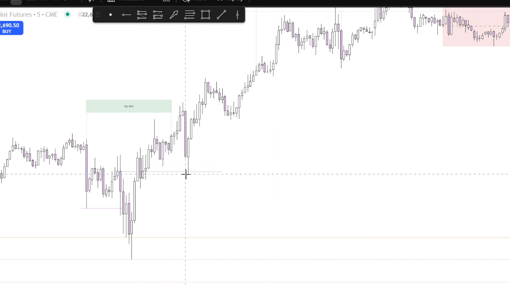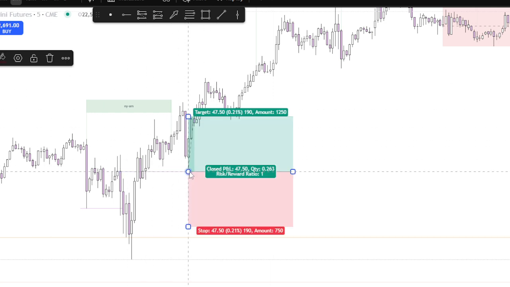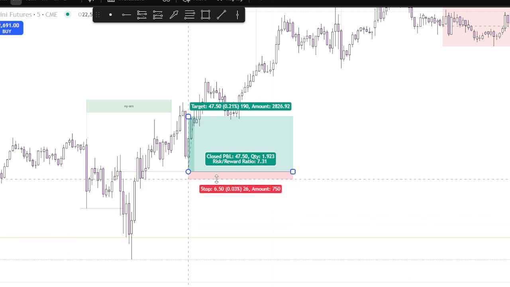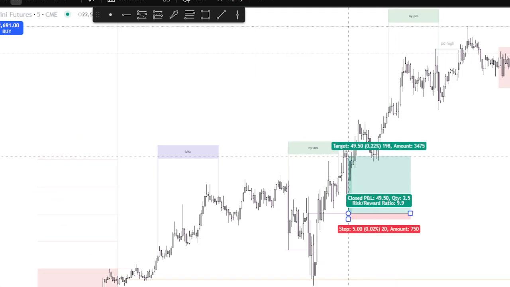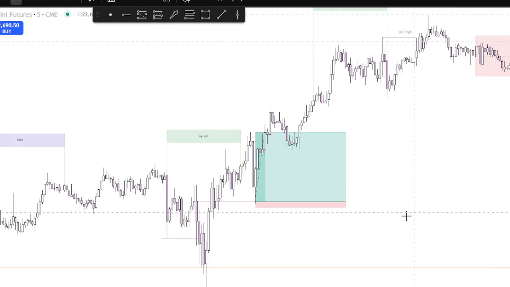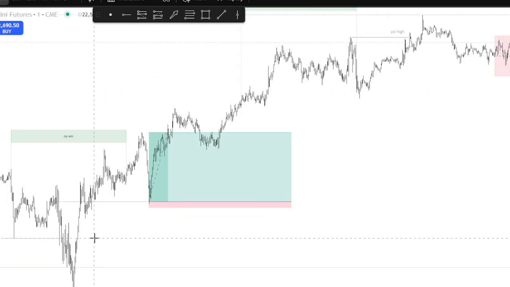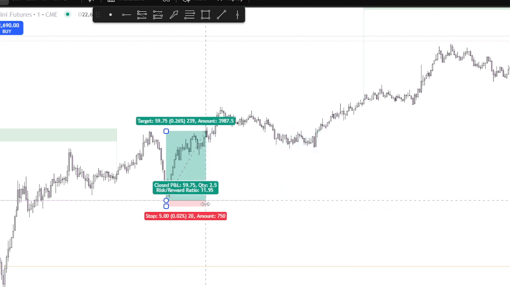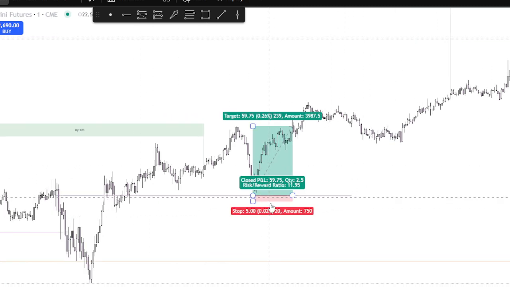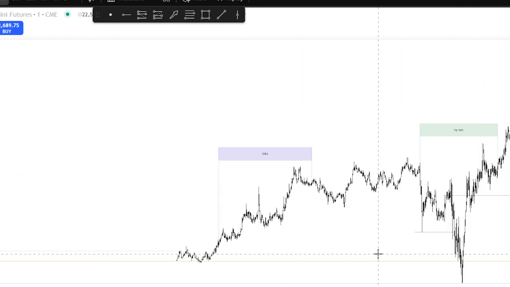But see, change in state gets tapped. What happens when change in state gets tapped? You can use a fixed stop loss, 5 points, and then target the high that was just before the move that came down. And then what do you see on the lower time frame? Oh, that was actually a really nice move, and price took profit very fast. Very nice. That is all I have for you guys today.